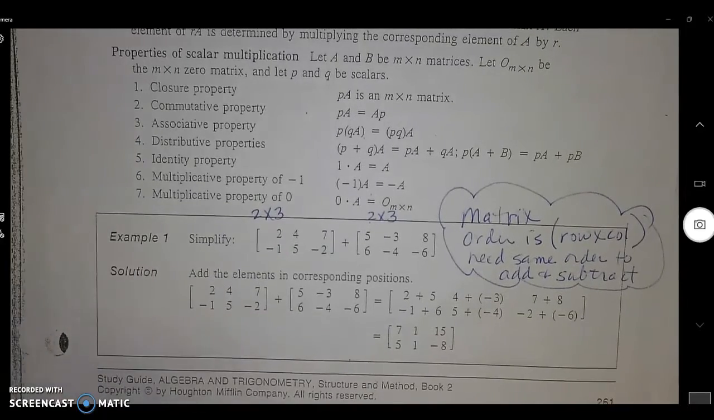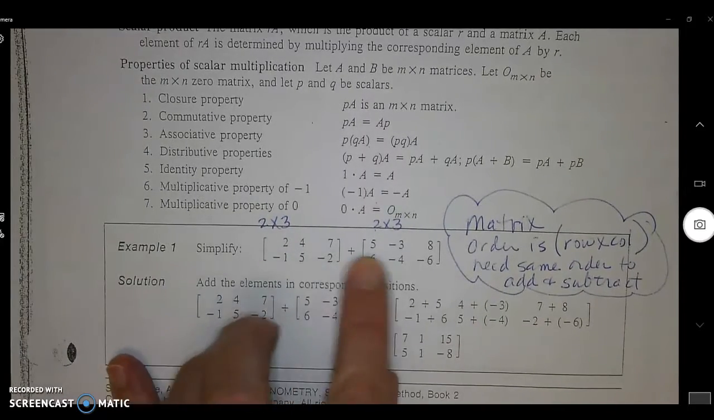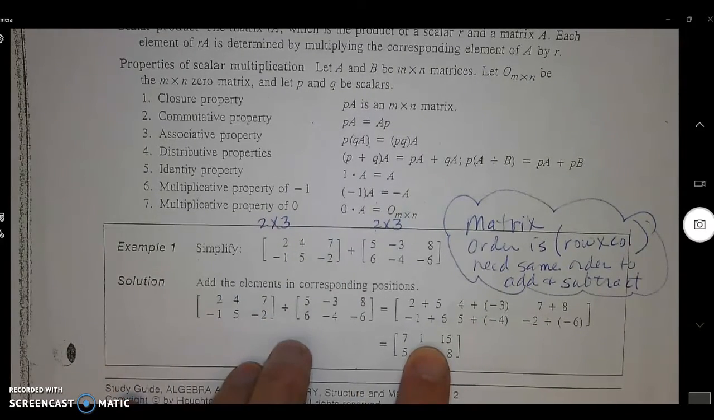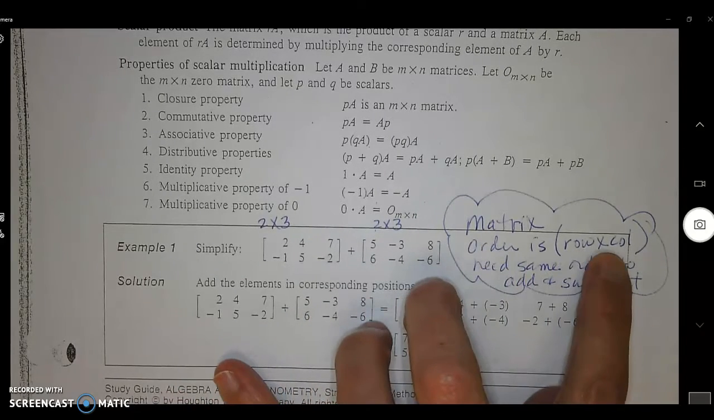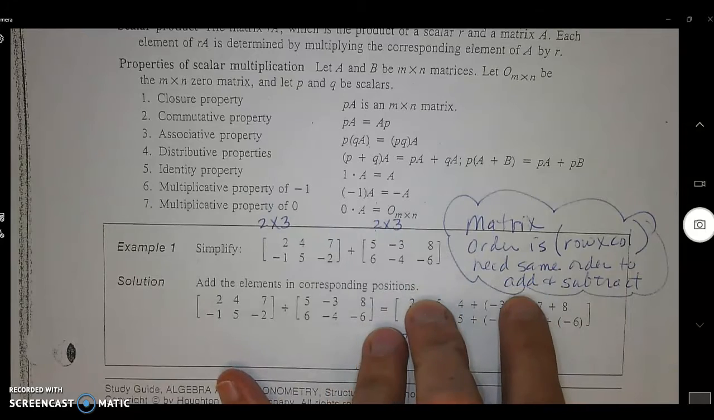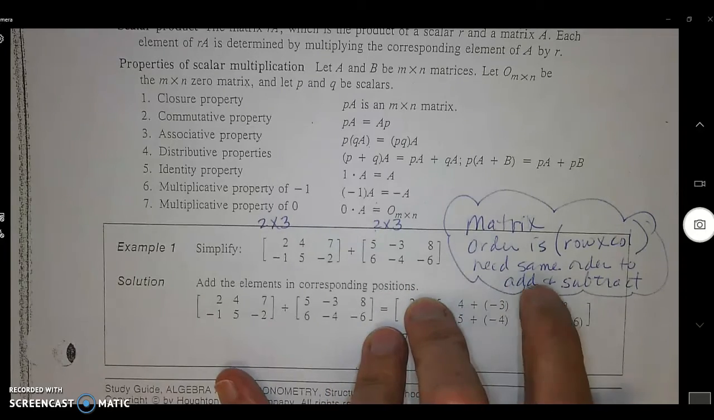So the first one is down at the bottom. We need to figure out how they got from this problem to this answer. So the first thing we need to discuss is matrix order. And order is row times column. They need to have the same order in order to add or subtract them.